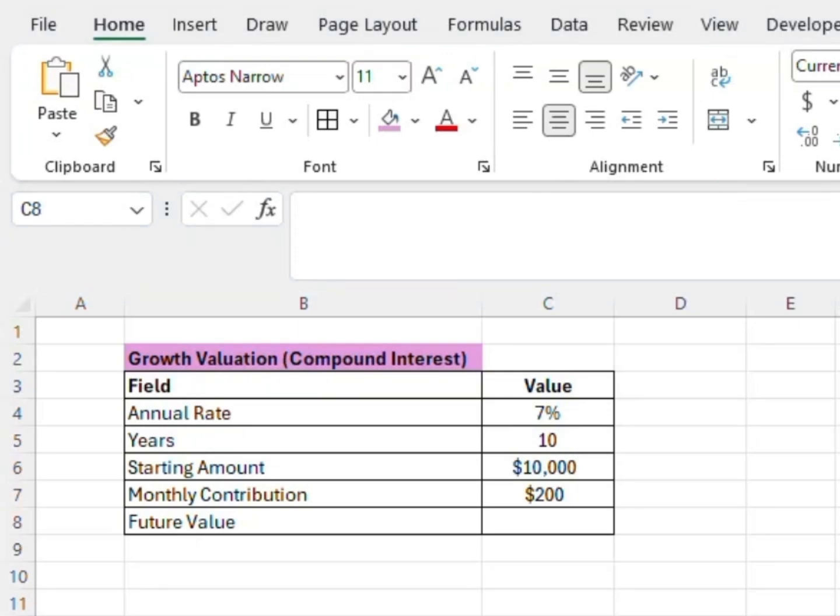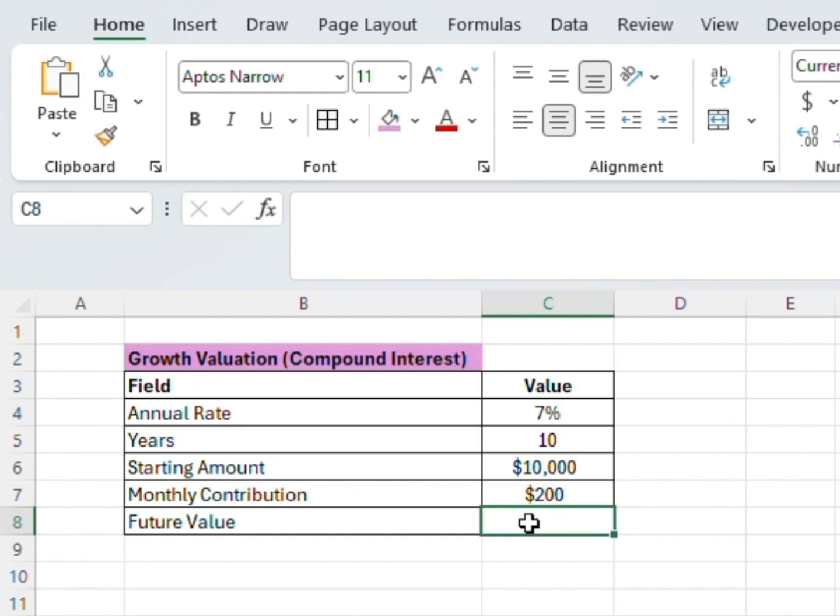Let's say we want to calculate our compound interest for this amount. We want to put up a savings or investment account such that we have a starting amount, which is $10,000, and we want to contribute subsequently $200. So, what will be the future value of this over the period of 10 years with this annual rate? So this is what we're going to do.